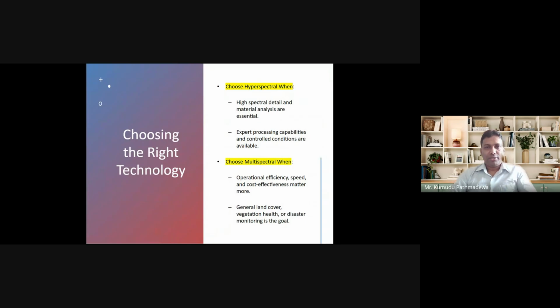Okay, when should we choose hyperspectral or multispectral sensors? We can choose hyperspectral when detailed spectral information is required, such as mineral mapping or chemical detection, and when advanced processing capabilities are available. We can choose multispectral when the goal is operational efficiency, land use monitoring, crop health, or disaster response. We can use multispectral sensors.